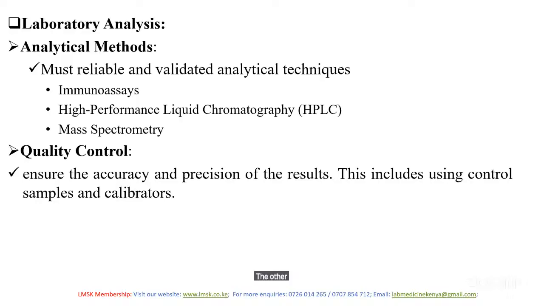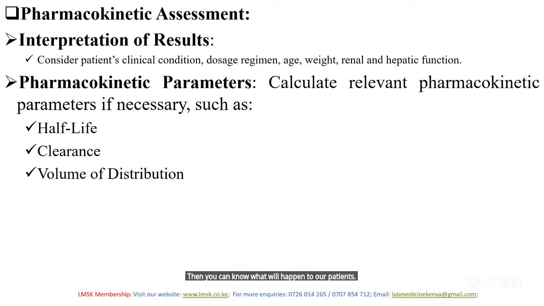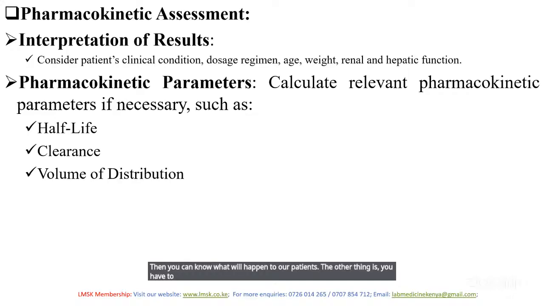The other thing that you do is quality control. And this is just to ensure that the accuracy and precision of your results can be defended. And this will include use of control samples and calibrators. So you must do proper quality control because when you give the wrong results, you can know what will happen to our patients. The other thing is you have to do pharmacokinetic assessment.